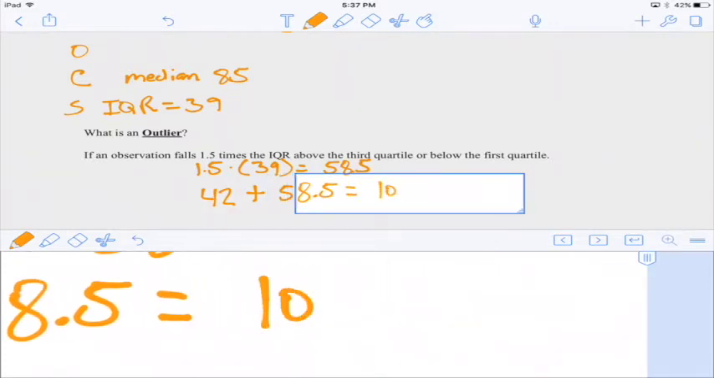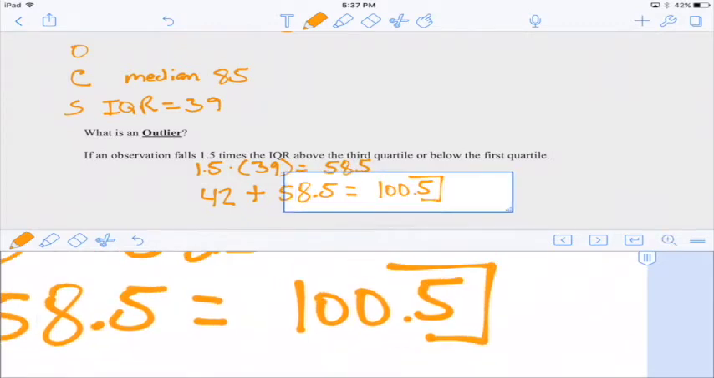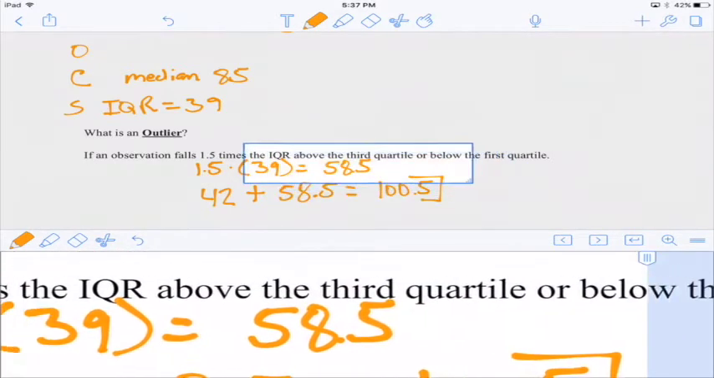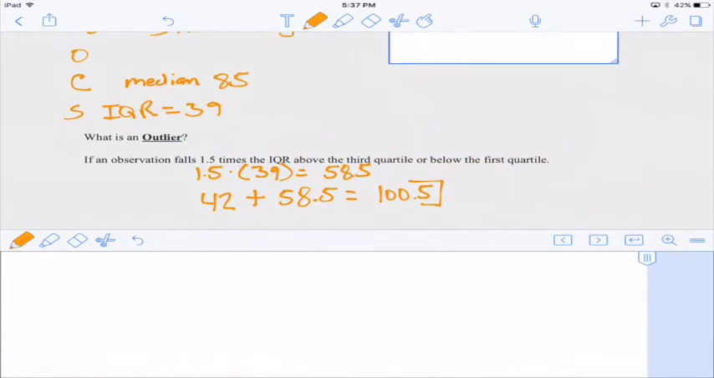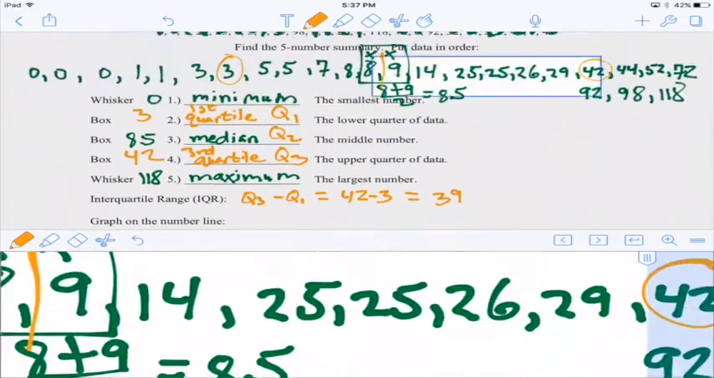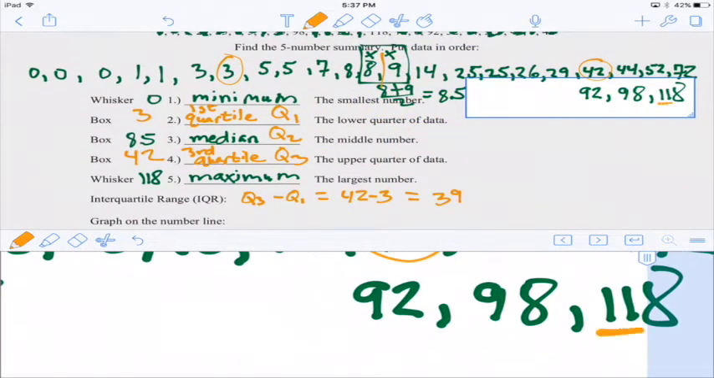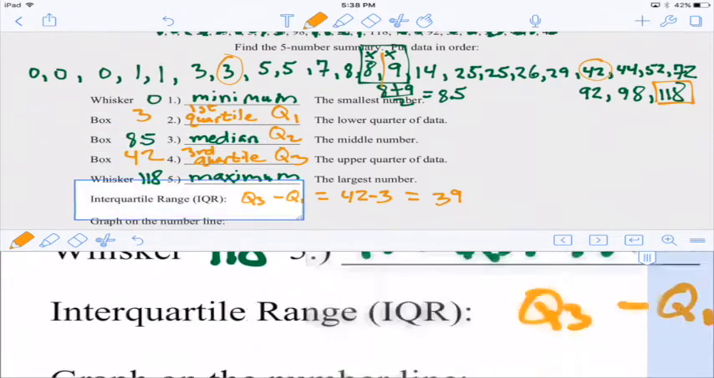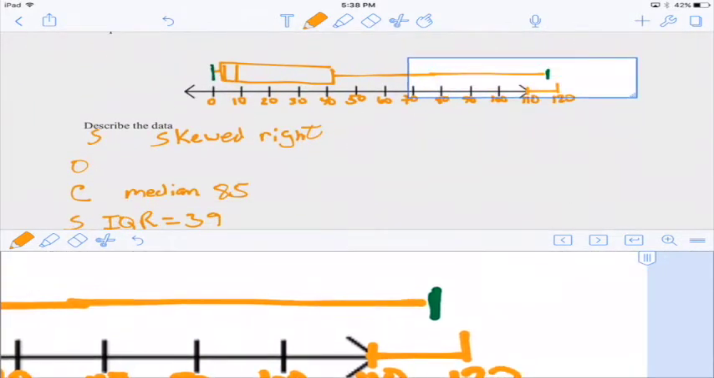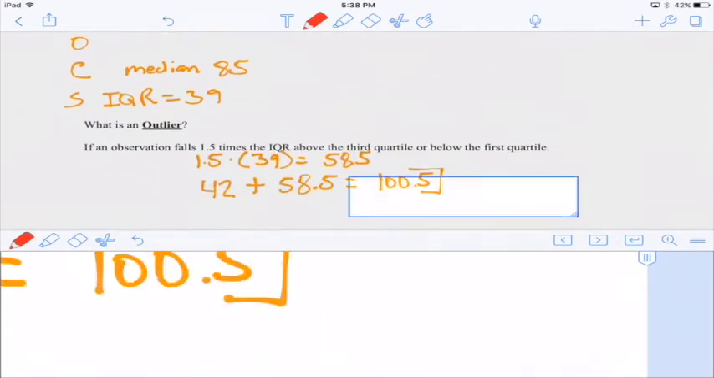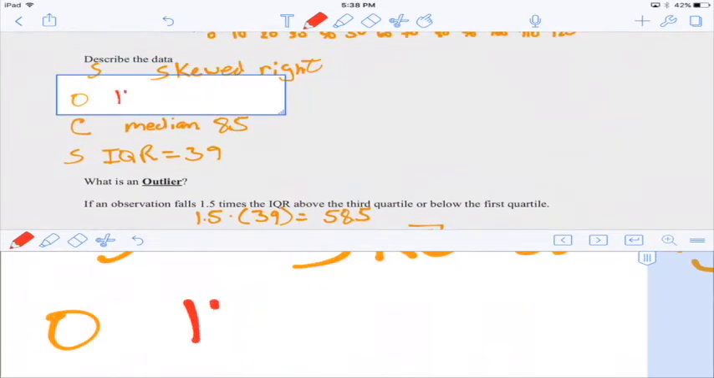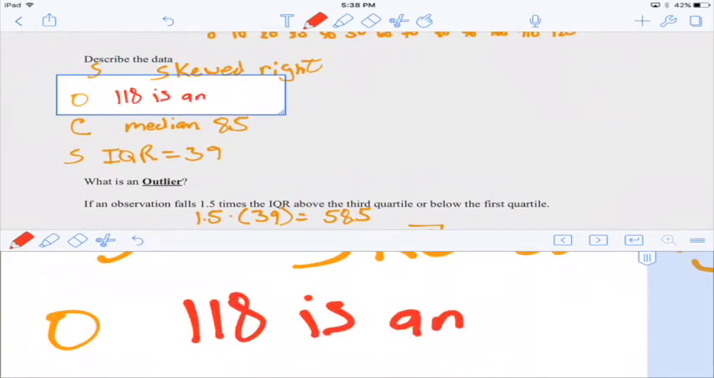So this is 100.5. This is the threshold. Now, if there's a number above this 1.5 times the IQR above the third quartile, then it's considered an outlier. So if we go back to our data, we have 118 is considered an outlier. So this 118 we would put as a dot on here, and then we would actually cut our whisker off here at 98. So there is an official outlier. So 118 is an outlier.